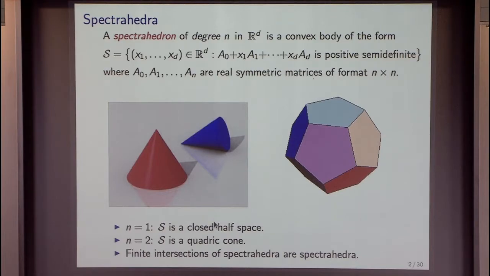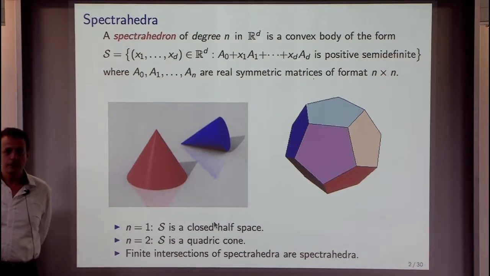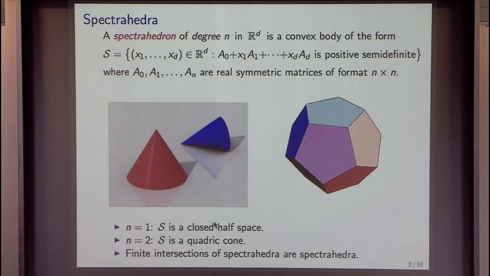So what do these objects look like? Well, for example, if n is 1, we have 1 by 1 symmetric matrices. Then a spectrahedron is simply a closed half space. When n is 2, we take 2 by 2 symmetric matrices. We get a quadratic cone. So for example, in 3-space, they look like this.